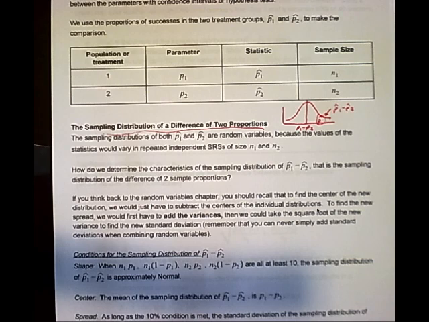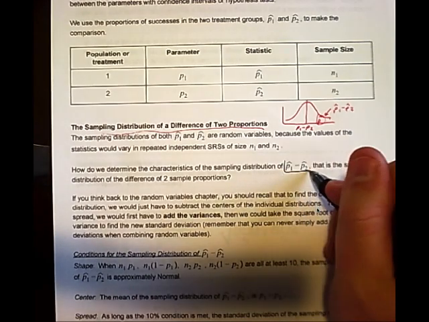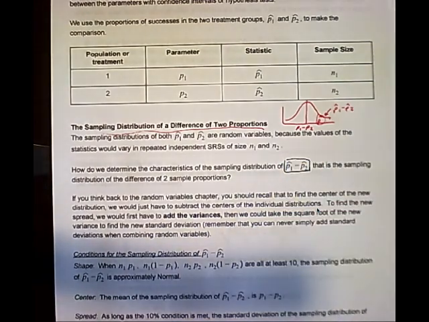It says the sampling distributions of both p hat 1 and p hat 2 are random variables, because the values of the statistics would vary in repeated independent simple random samples of size n1 and n2. How do we determine the characteristics of the sampling distribution of the sampled difference in proportions?